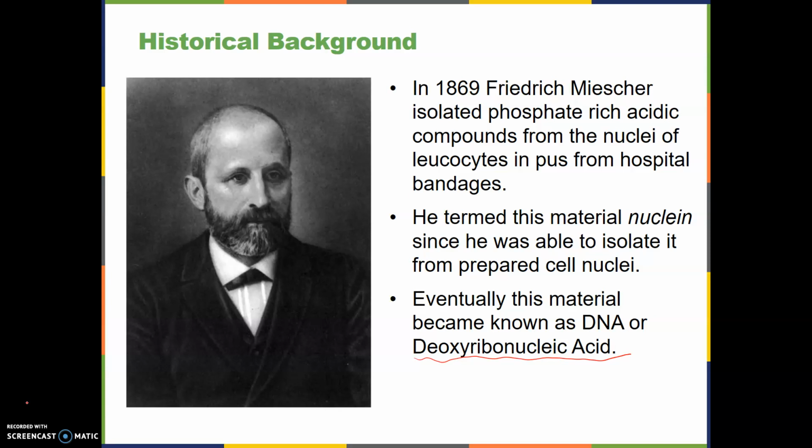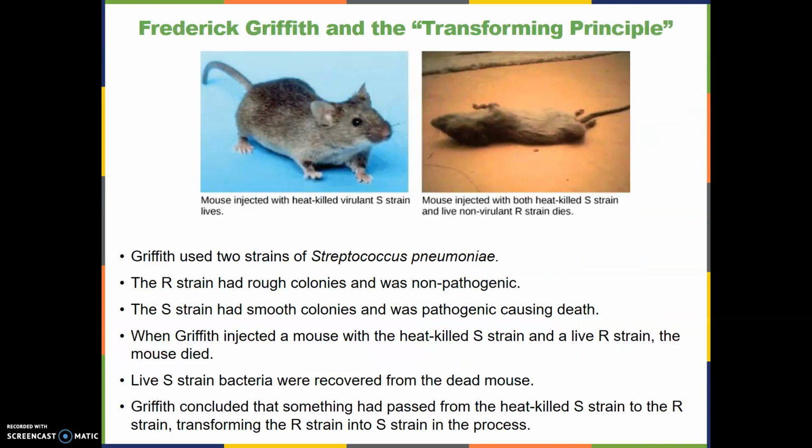In 1869, Friedrich Miescher isolated phosphate-rich acidic compounds from the nuclei of leukocytes, and leukocytes are white blood cells. They're a type of white blood cell. He got them from pus in hospital bandages, and he called this material nuclein since he was able to isolate it from the nuclei. But we know today that what he isolated was DNA, or deoxyribonucleic acid.